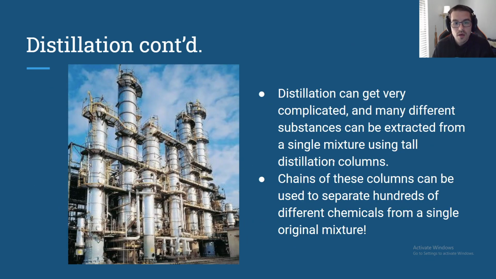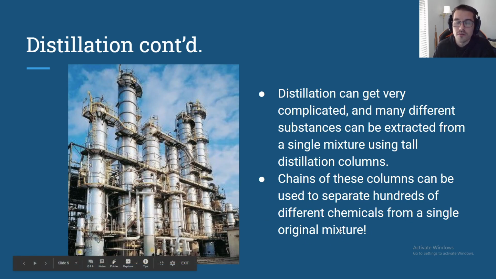Okay. So distillation can actually get super complicated. You may have seen some structures like this out in Kentucky. This is also a really common sight down along the Gulf of Mexico, and that is because of crude oil. Distillation can be used to extract many different substances from a single mixture using these really tall distillation columns. And you can chain these together to achieve separation of hundreds of different chemicals from a single original mixture. And that's what happens with crude oil.